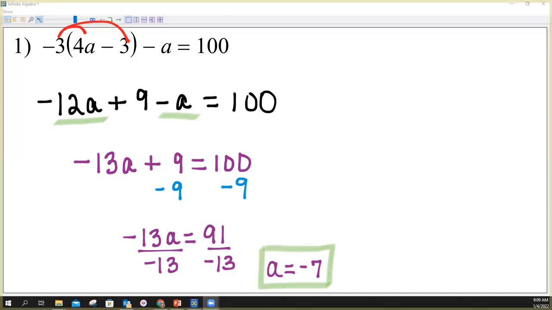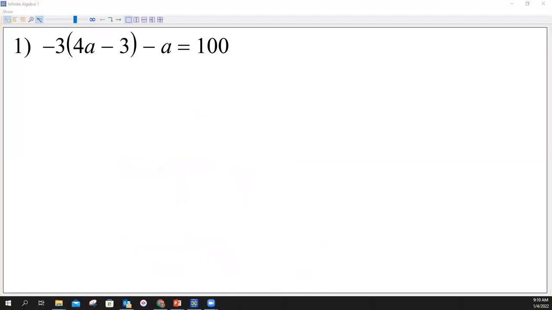So let's do one more linear equation, and then we'll switch to quadratics. Okay, good. Take a second and copy this down, and then we'll go through it together.